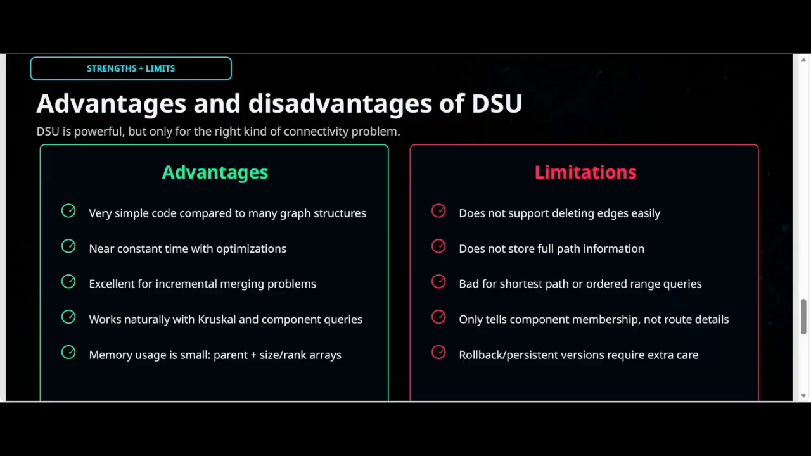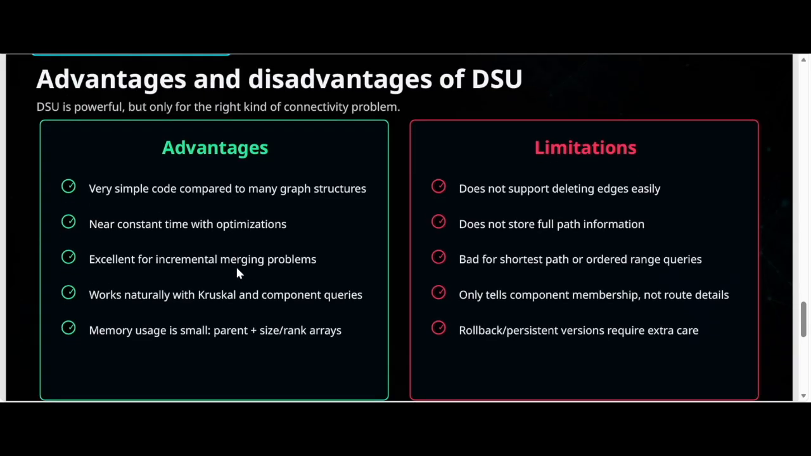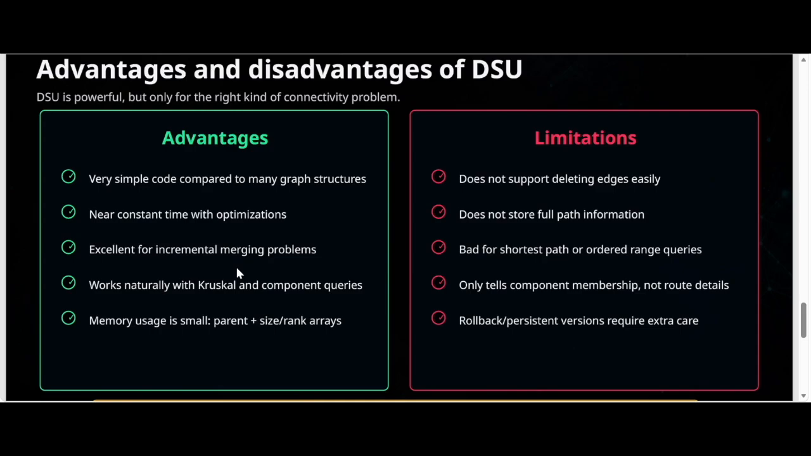DSU is powerful, but only for the right kind of connectivity problem. The advantage is very simple code compared to many graph structures, which can be very complex, such as the different types of graphs we have seen. Next, it offers near constant time with optimizations. It is also excellent for incremental merging problems.